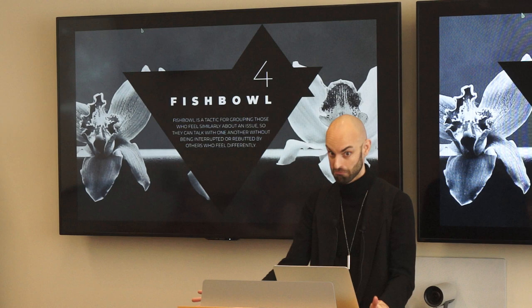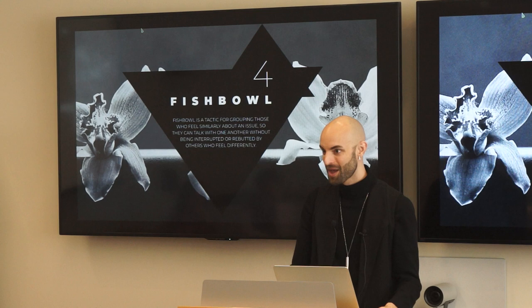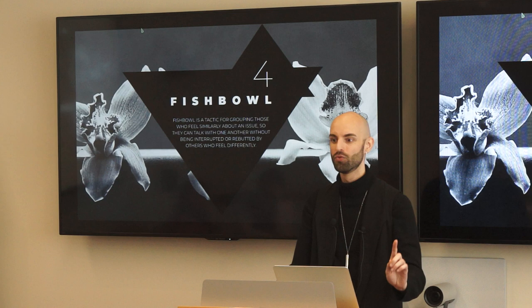But what quickly became evident was the folks who were either for or against when they were in the fishbowl were there for radically different reasons. But they had no knowledge of that because they didn't have any opportunity to speak with one another, those who were on the similar side, without always attacking or rebutting the other side.